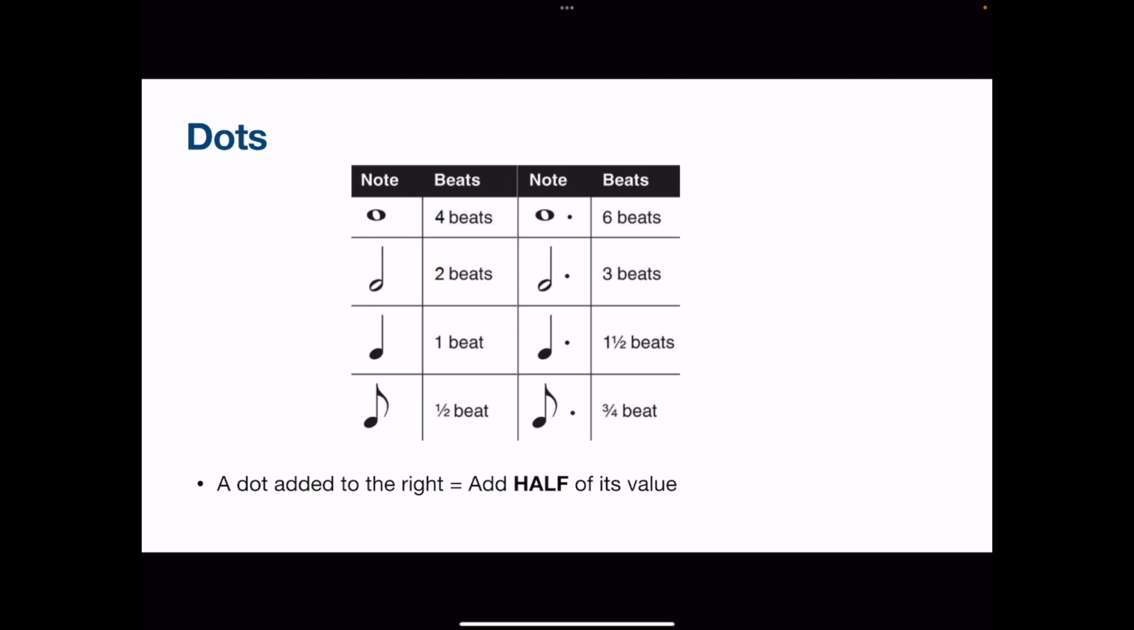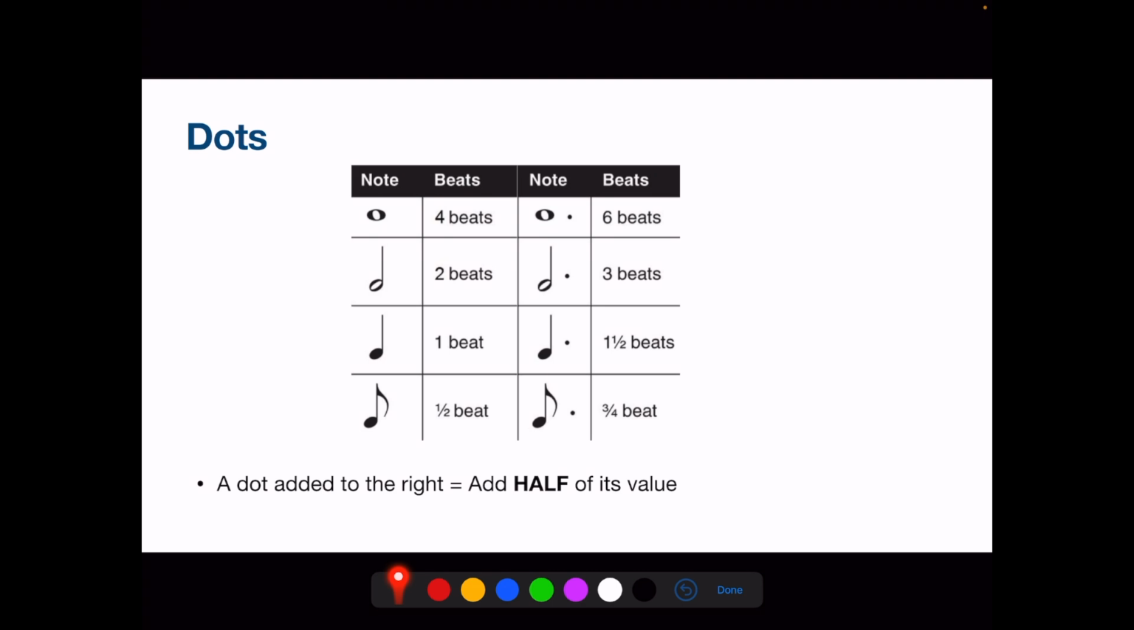So a dot added to the right side of a note, specifically the note head, like here. That means we're actually adding half of its value to the note itself. Okay, so let me say it again. A dot added to the right side of a note means we're adding half of its value.